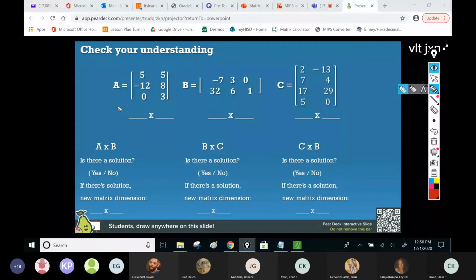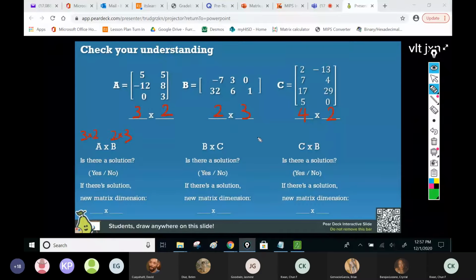So for matrix A, the dimension is 3 rows, 2 columns. And then matrix B is 2 rows, 3 columns. Matrix C is 4 rows, 2 columns. All right, let's look at matrix A times matrix B. Why don't we write the dimension right on top of it. So 3 by 2, and then 2 by 3.